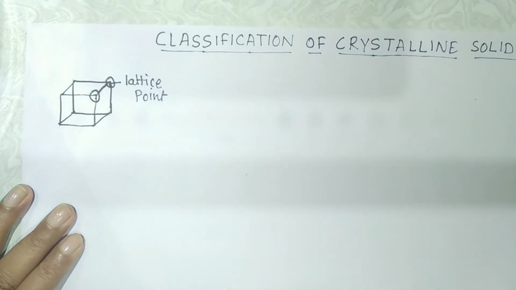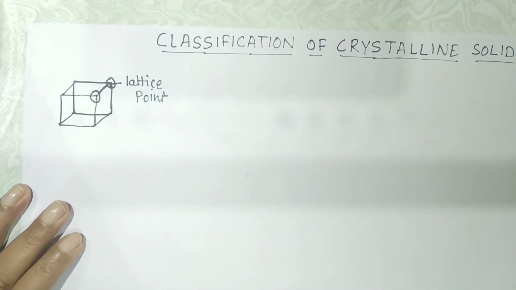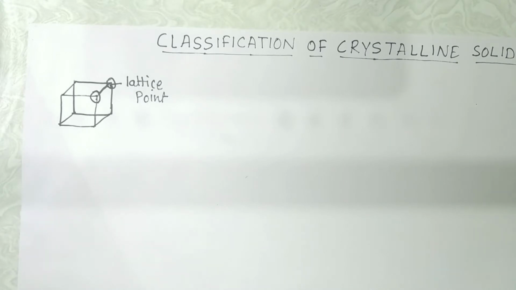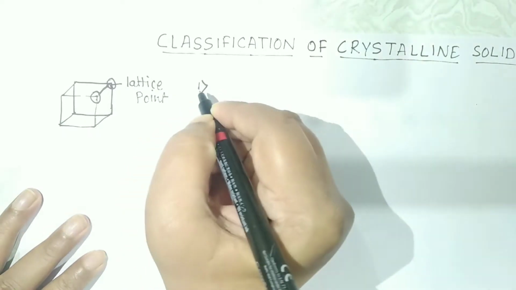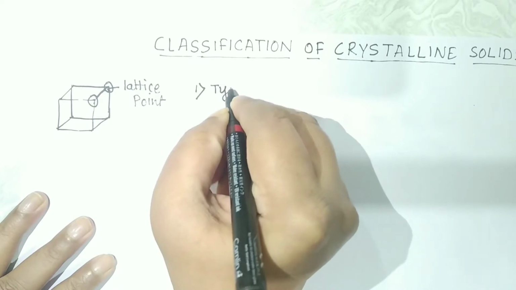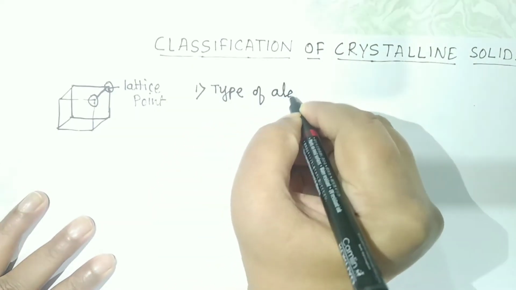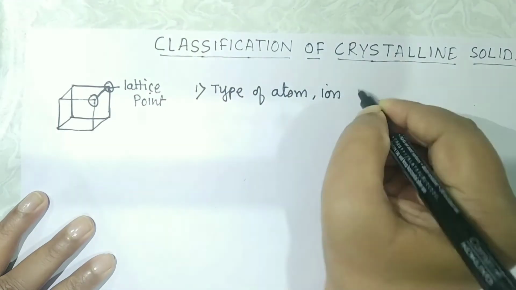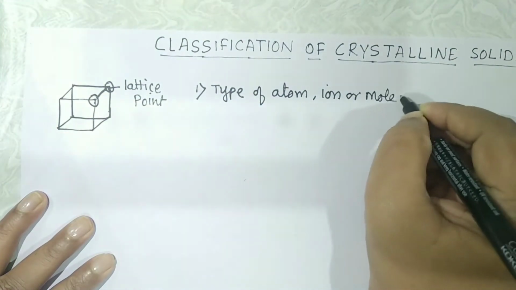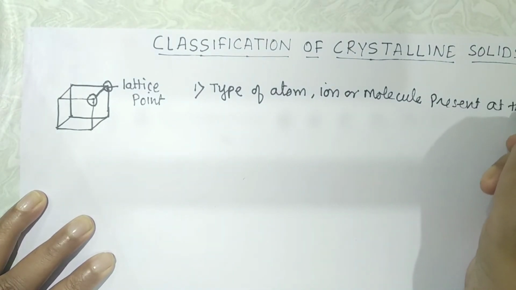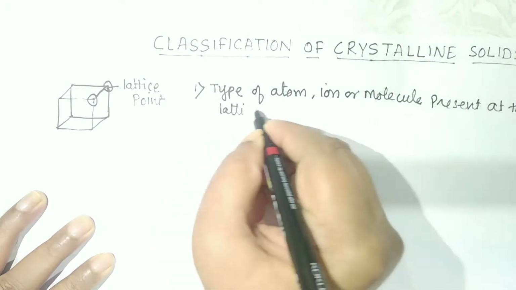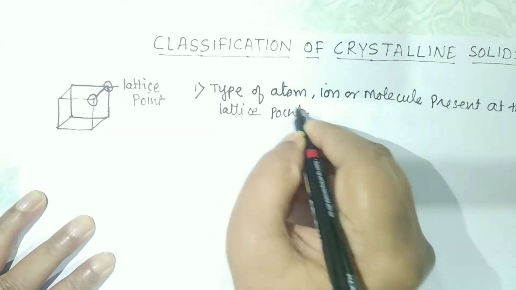So taking into consideration this structure of the solid, let us see some important points you must know to understand. The first very important point is what type of atom, ion or molecule is present at the lattice point. So the first point which is important is the type of atom, ion or molecule present at the lattice point. This is the first point.